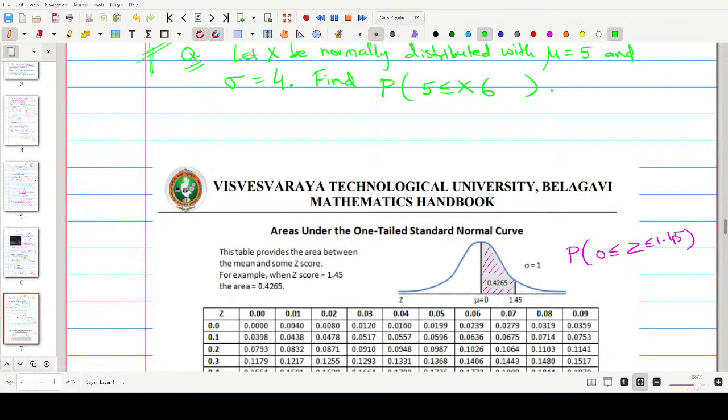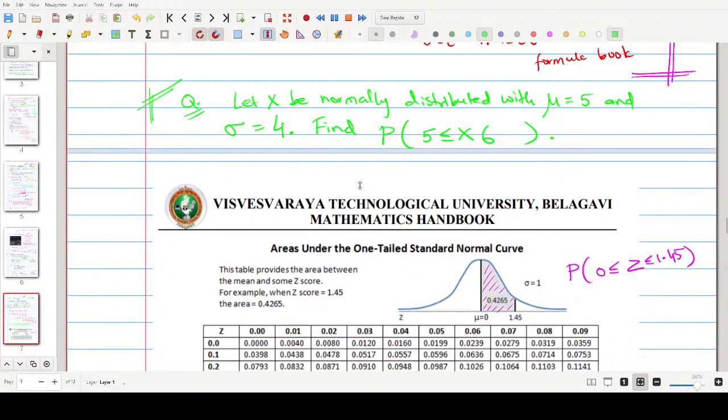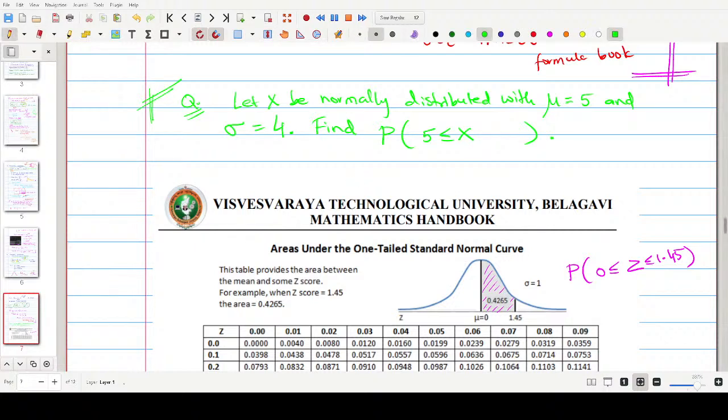Okay, so this is the question, guys. Let X be normally distributed with mu equal to 5 and sigma equal to 4. We need to find the probability that the value of X lies between 5 and 6. So let's try to solve this question.